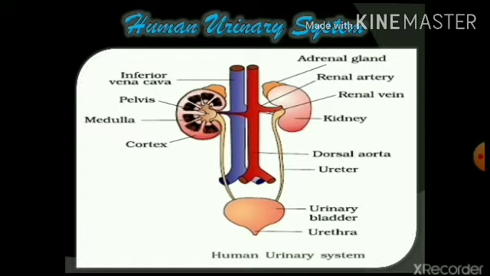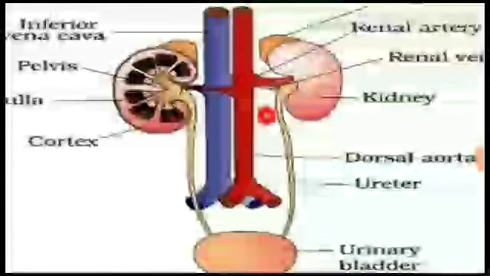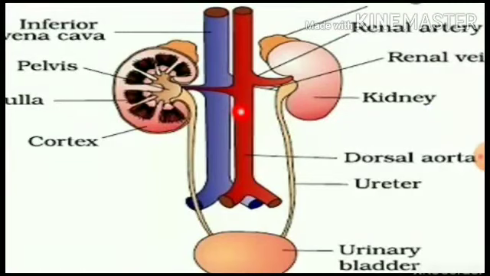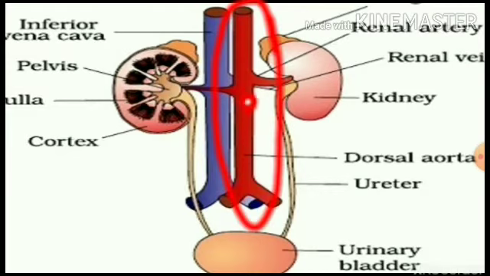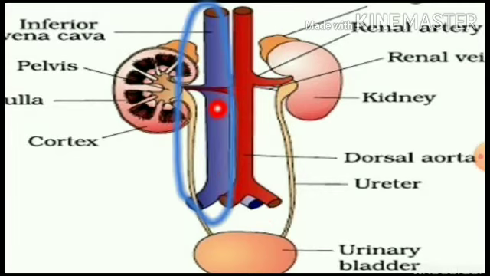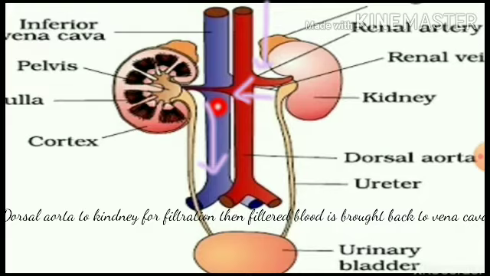As you can see in this diagram, you are able to see both the major arteries and veins. Here we have the dorsal aorta and this is the vena cava. The dorsal aorta brings the oxygenated blood that has waste material in it, and the vena cava takes the blood which is deoxygenated and free of metabolic waste. The metabolic waste has already been filtered into the kidney.